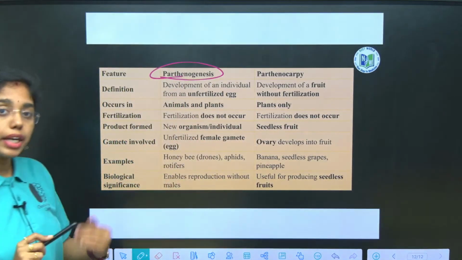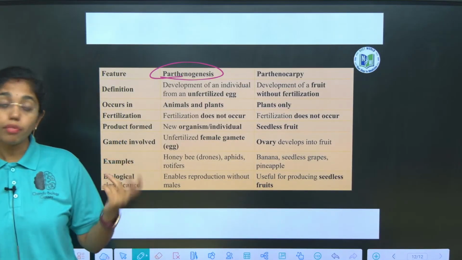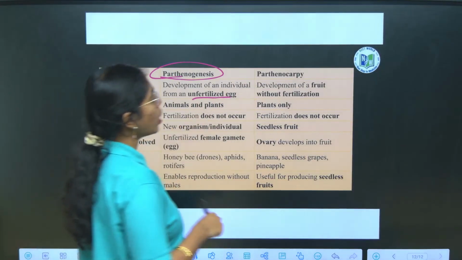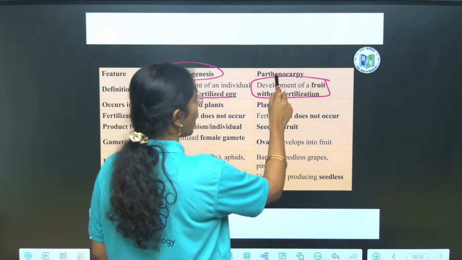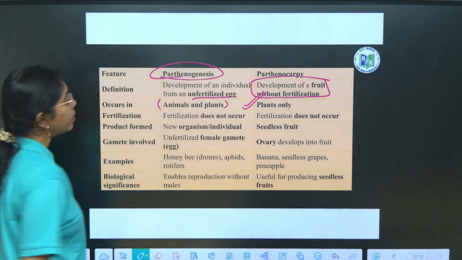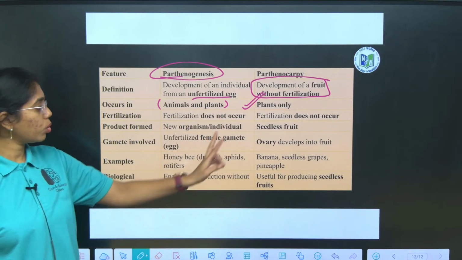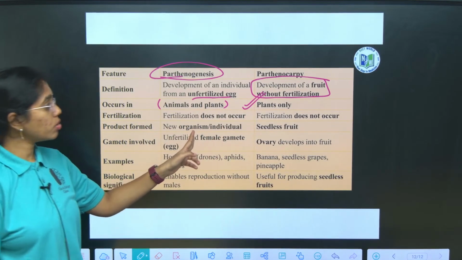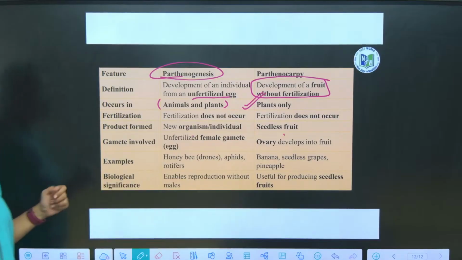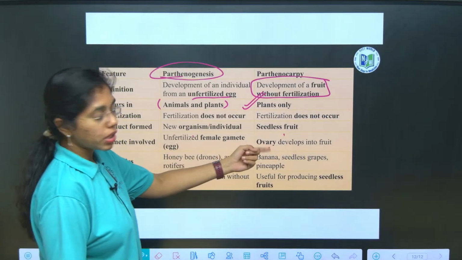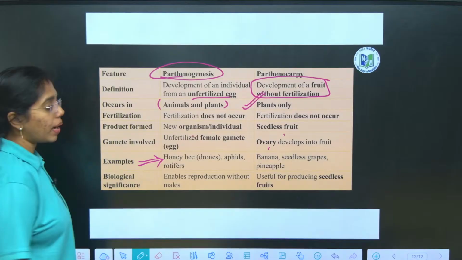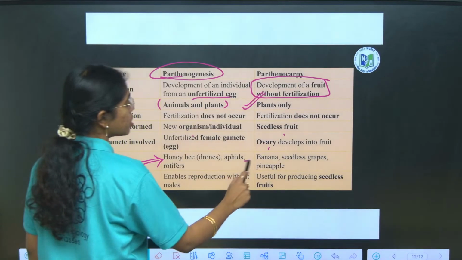So, what is parthenogenesis? This is development of an individual or production of embryo without fertilization of the egg. Then parthenocarpy is what? Development of fruit without fertilization. Parthenocarpy occurs only in plants. Parthenogenesis is observed both in animals and plants. Here fertilization doesn't occur in both of them, and a new organism or individual is produced. Here fruits are without seeds, so you can see seedless fruits. Next, the unfertilized female gamete is what? Egg. Here ovary develops into fruit. Honeybees or drones, aphids, these are the examples. Banana, seedless grapes and pineapples are the examples for what? Parthenocarpy.